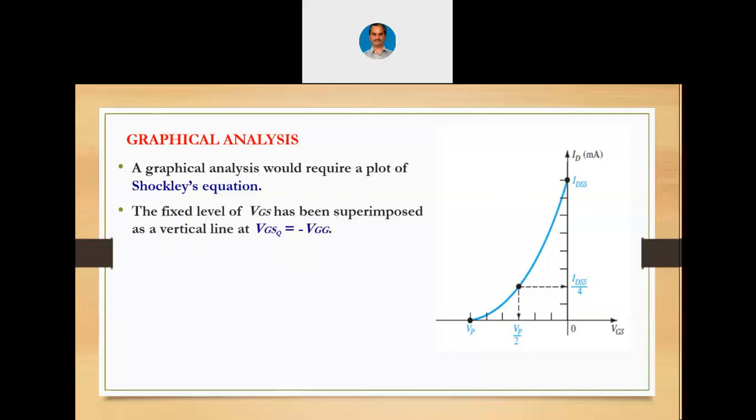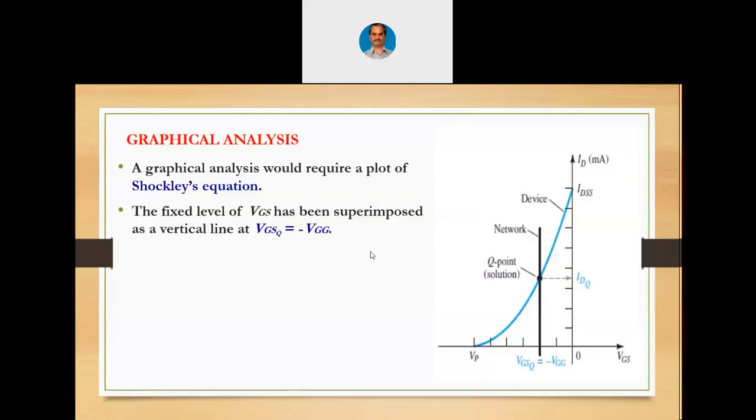Now, the gate voltage is a fixed voltage. Whatever may be the input signal applied, the gate's DC voltage is not going to change at all in the fixed bias configuration, because of the power supply that is applied as VGG at the gate. Now, that VGG can be simply represented in this curve as a vertical line. VGSQ is minus VGG, that minus VGG is a fixed value.